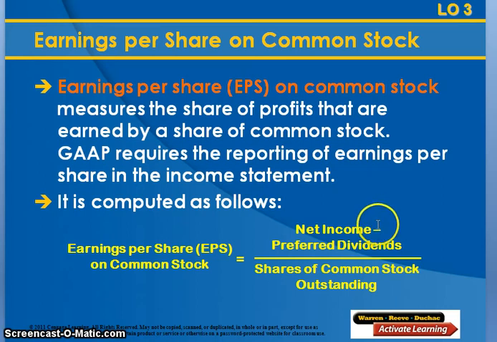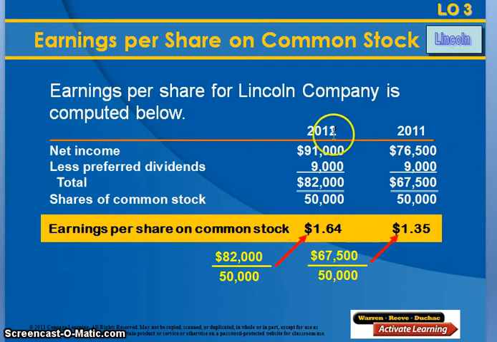So you take total net income minus any preferred dividends over the total shares of common stock outstanding. If you look at this, you've got $91,000 net income, $9,000 in preferred dividends. So that means the company's got $82,000 that it has earned for those common shareholders, if you will. There are 50,000 of those people out there. So you've got $82,000 divided by 50,000 shareholders. So for every common shareholder, the company's earning $1.64, whereas last year they only earned $1.35. So the higher this number, the better the situation is as well.